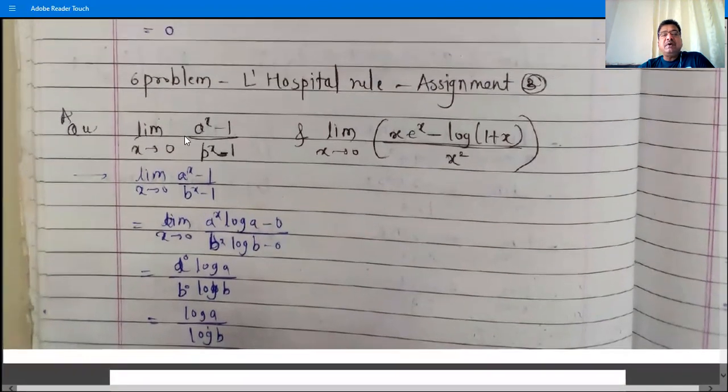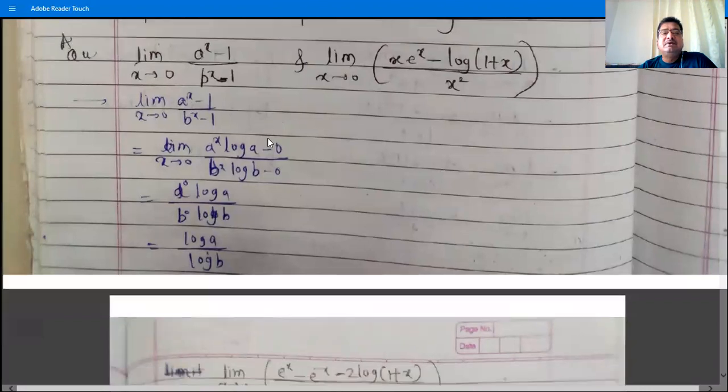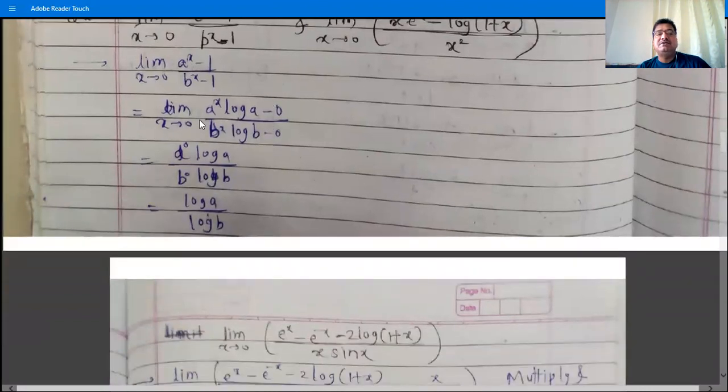Limit x tends to 0, a raised to x minus 1 divided by b raised to x minus 1. If we substitute x as 0, then a raised to 0 is 1, so 1 minus 1 divided by b raised to 0 is 1, 1 minus 1, that is 0 by 0 form. So apply L'Hospital's rule.